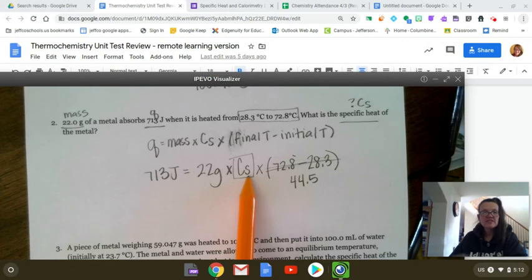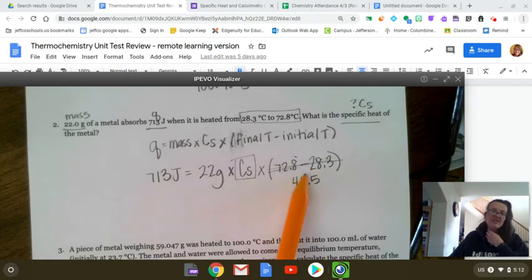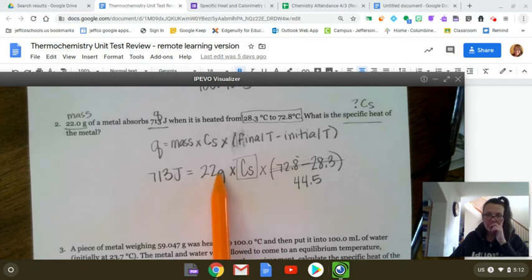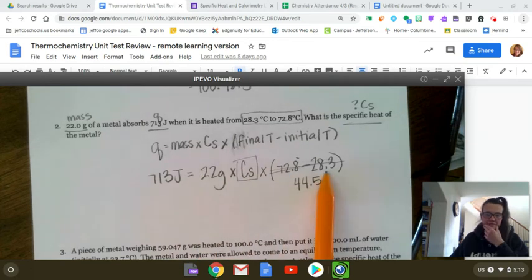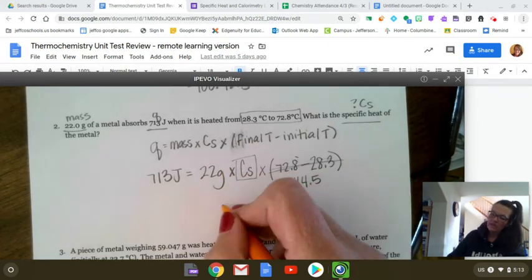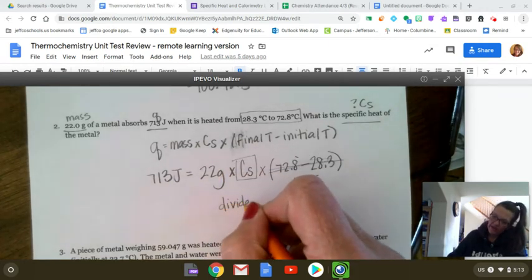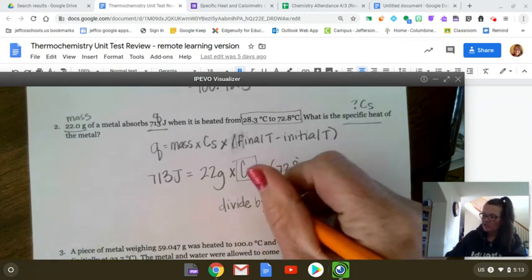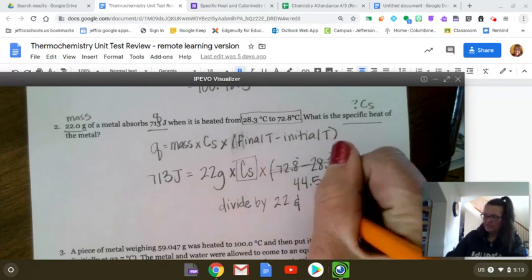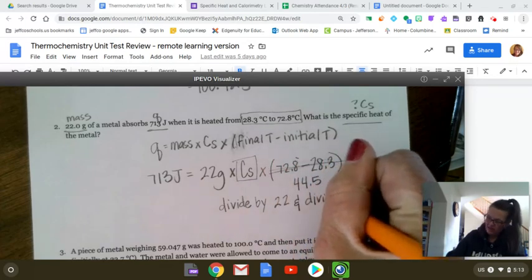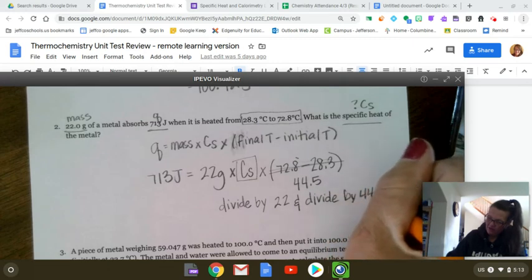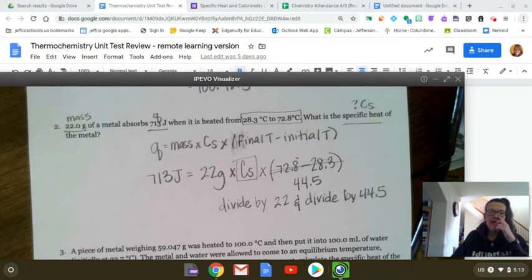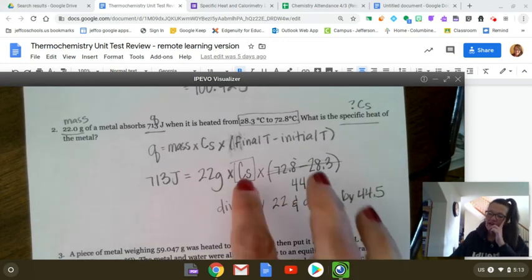So I just have to get specific heat by itself. So there's numbers over here on this side with a specific heat. So how do I solve for specific heat? Well, I need to get it alone, right? And so right now I'm multiplying by these numbers. If I want to get rid of them to get specific heat, what do I have to do? I need to divide. So I'm going to write here again so that you know what you're doing, that you're going to divide by 22 and divide by 44.5. Okay, that will eliminate those values from this side and it'll have specific heat all alone.